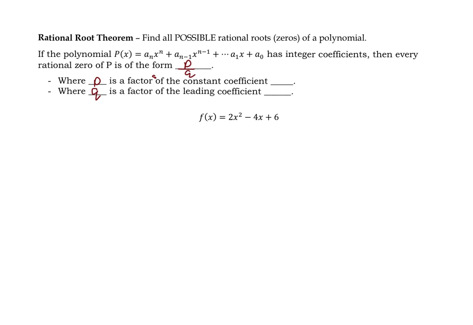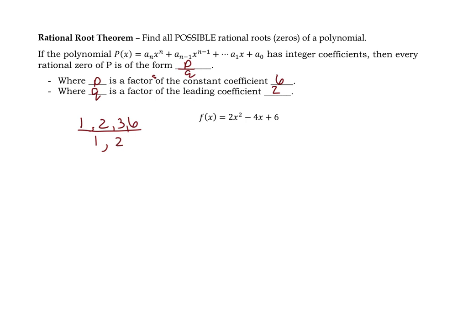So here the constant is 6 and the leading coefficient is 2. So you can make a list. Instead of being able to divide an infinite number of times, this will reduce the number of times you have to divide. So you're going to take the factors, the things that multiply to 6. So 1 times 6 and 2 times 3 are the factors of 6. And then 1 times 2 are the factors of 2.